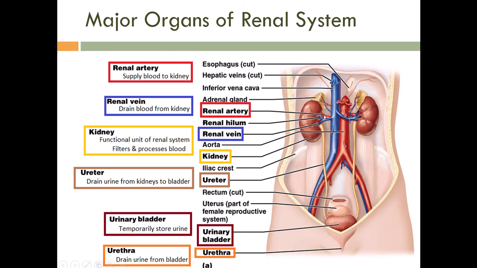So the kidneys themselves have a very large blood supply. 2 large renal arteries go to each kidney, and then a renal vein drains into the vena cava, draining the blood from the kidney.